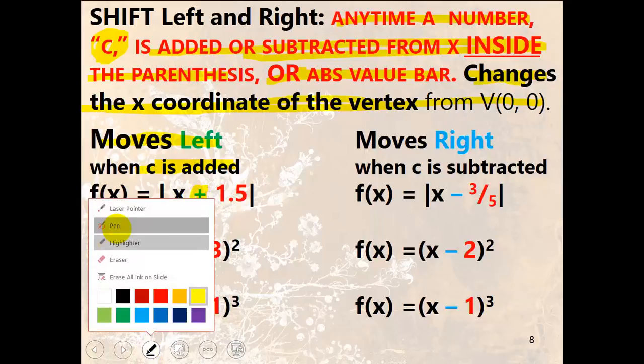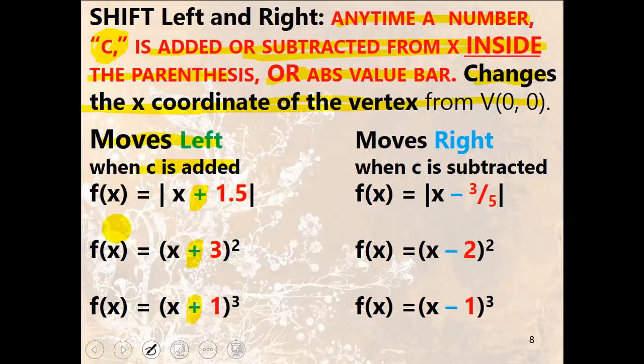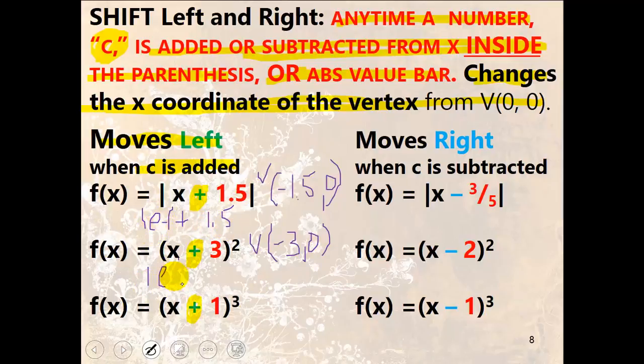So let's look at some of these vertices. This is going to be negative 1.5, the new vertex, comma 0. That's what the new vertex is going to be. This one, the vertex is going to be negative 3, comma 0. Okay? It's shifting everything left 3, left 1.5, left 3, left 1. So my vertex is going to be at negative 1, 0.